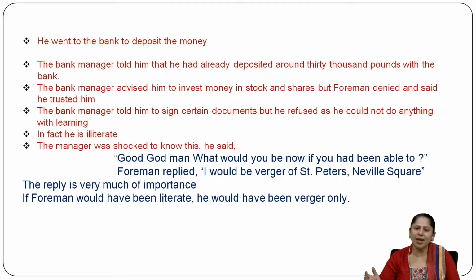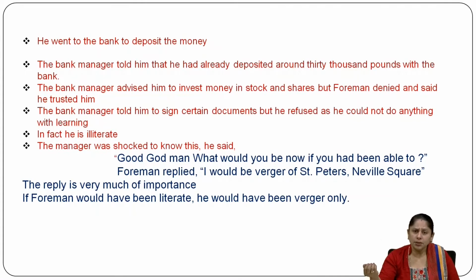The bank manager told him to sign certain documents, but he refused as he could not do anything with learning. Now look what happened. As he had become a successful businessman, he went to the bank to deposit some money, but the bank manager told him to invest some of the money in stock and shares. And the verger, who was known as Albert Foreman, said, no, I am not interested in stock and shares, but I am interested in saving the money in the bank because I trust you. You can take almost all the responsibilities of my documents and my accounts, savings or current, whatever my accounts are. And the bank manager told him, okay sir, I will take the responsibility, but you need to sign some of the documents so that I can transfer the money and do certain things on your behalf.